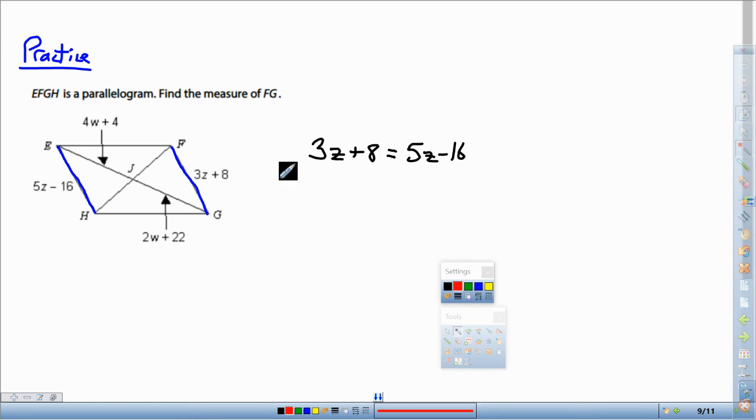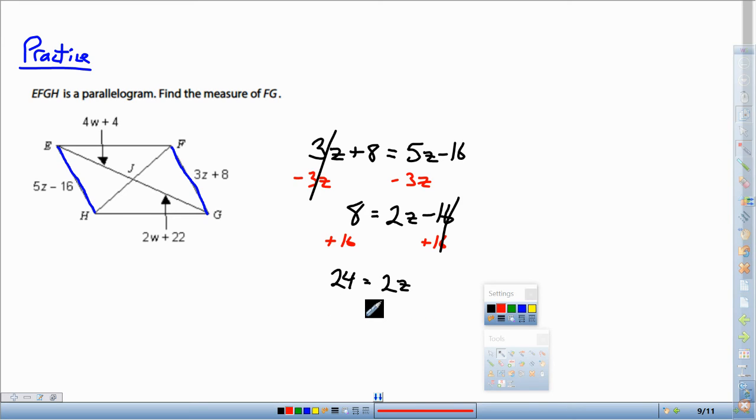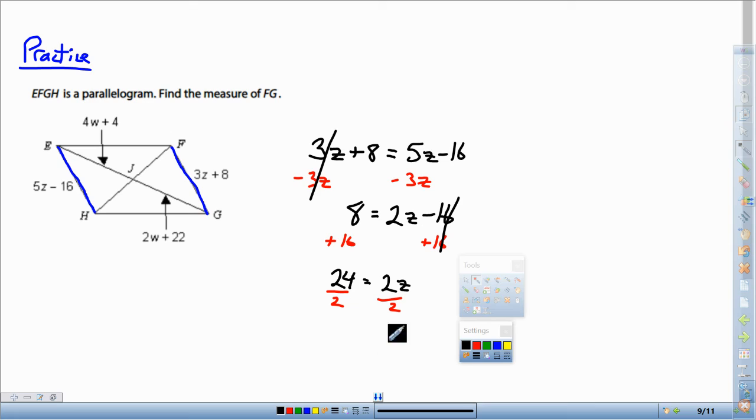Okay, on this problem, solving for z, we can bring our variables to either side. I'm going to subtract the 3z over to the right here. So that's leaving me with 8 on the left. Looks like a 2z on the right, minus 16. From here, we can solve for z, right? First thing is getting rid of that 16 by doing the opposite operation. So we're going to add 16 to both sides. It looks like we're going to get 24 equals 2z. Last thing, dividing both sides by 2 to solve for z. I'm going to get 12 equals z. I'm going to flip it around and write it as z equals 12.